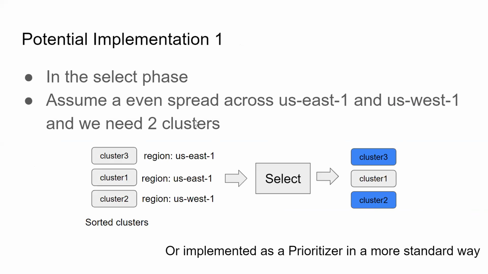Here is the potential implementation. I want to modify the select phase and assume we want an even spread across US East 1 and US West 1, and assume we need 2 clusters, and this part is sorted clusters, and they are going to be consumed by a modified select implementation, and then cluster 3 and cluster 2 are selected. Or this mechanism can be implemented as a prioritizer in a more standard way. Here is all I want to share.